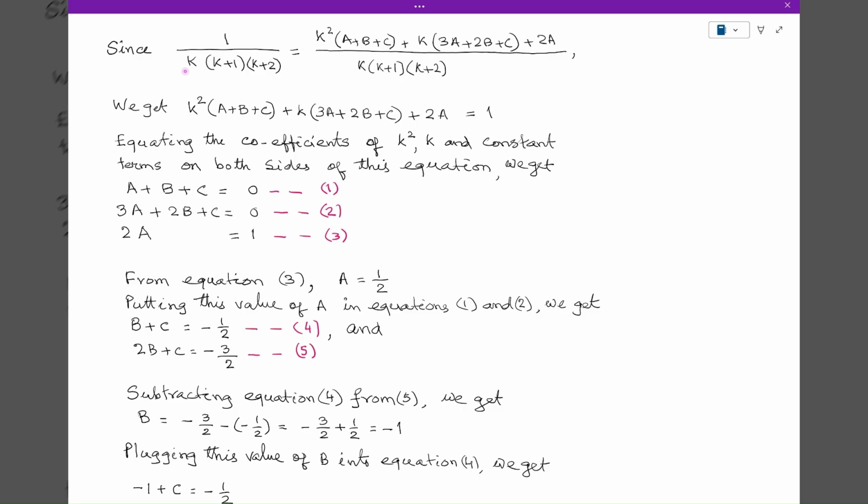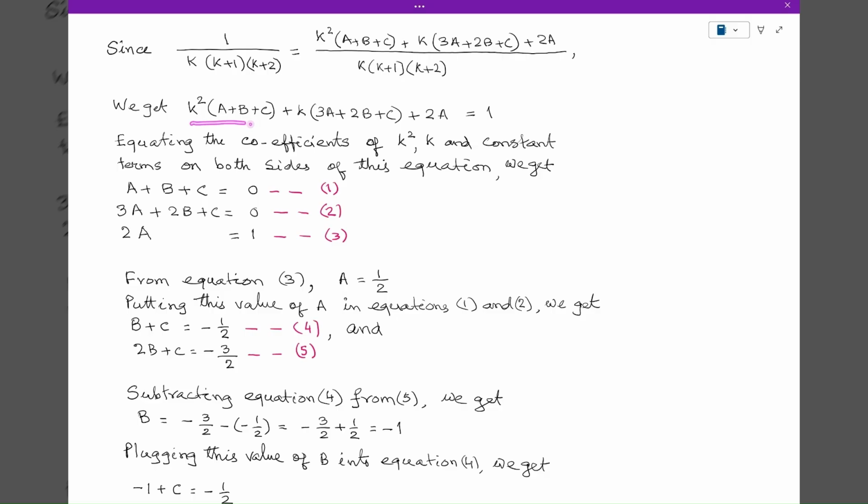Since 1 divided by k multiplied by k plus 1 multiplied by k plus 2 is equal to k square multiplied by a plus b plus c plus k multiplied by 3a plus 2b plus c plus 2a divided by k multiplied by k plus 1 multiplied by k plus 2, we get k square multiplied by a plus b plus c plus k multiplied by 3a plus 2b plus c plus 2a is equal to 1. Why is that so? Because this denominator is the same as this denominator, and we can strike them off.